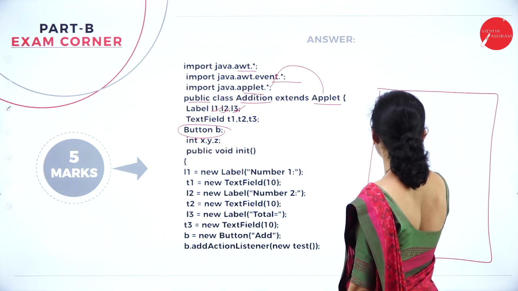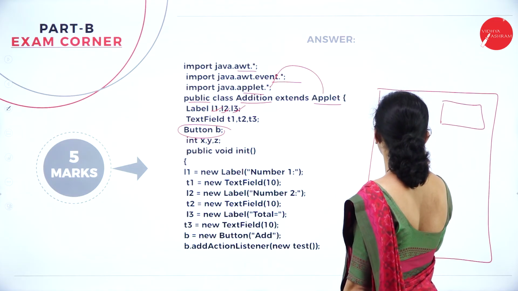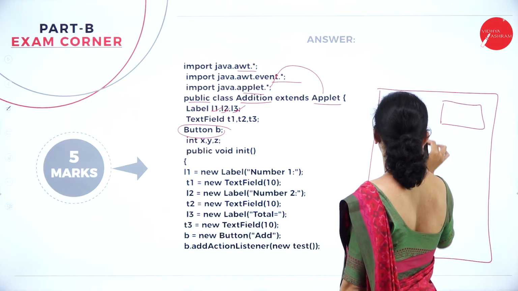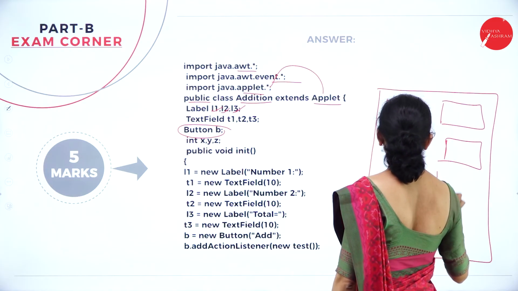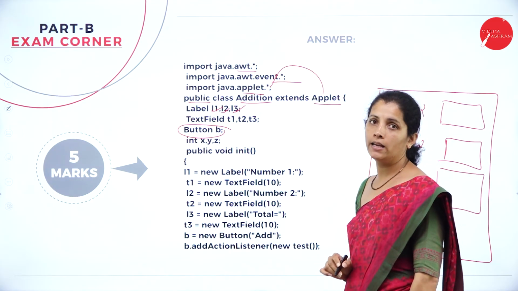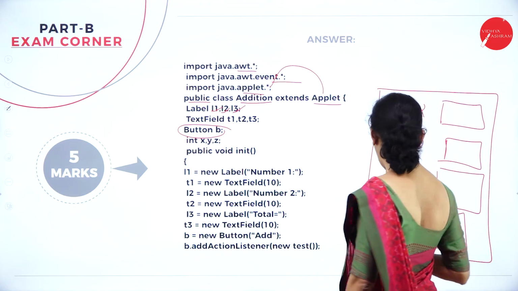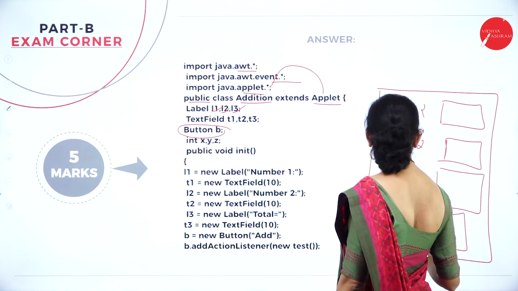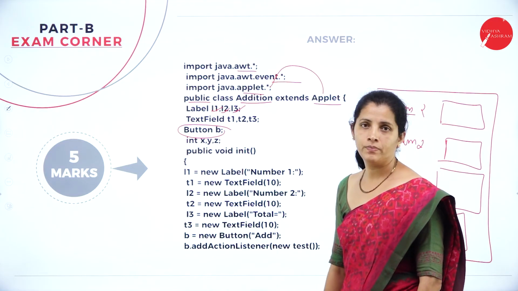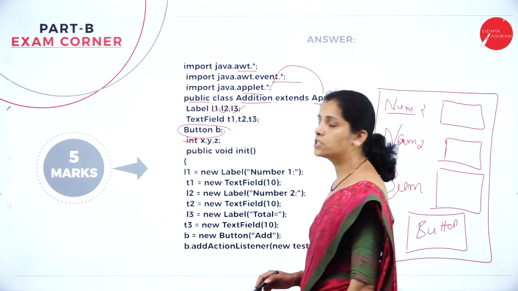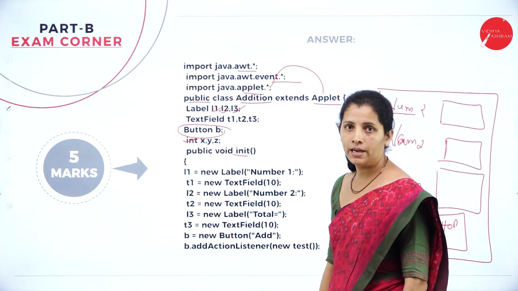So number 1, this is label 1, text box 1, num 2, text box 2, label 3, that is sum. To display, I'm going to use another text box, and to control the form, I have a button. So it is button B. Now int x, y, z. Okay, and this is my applet program.